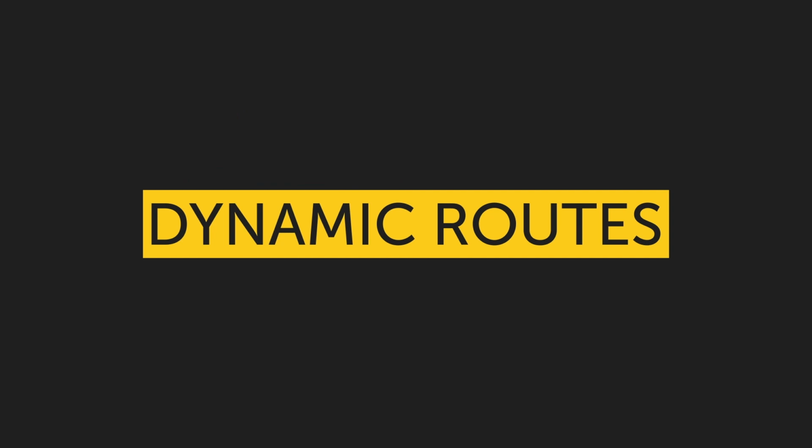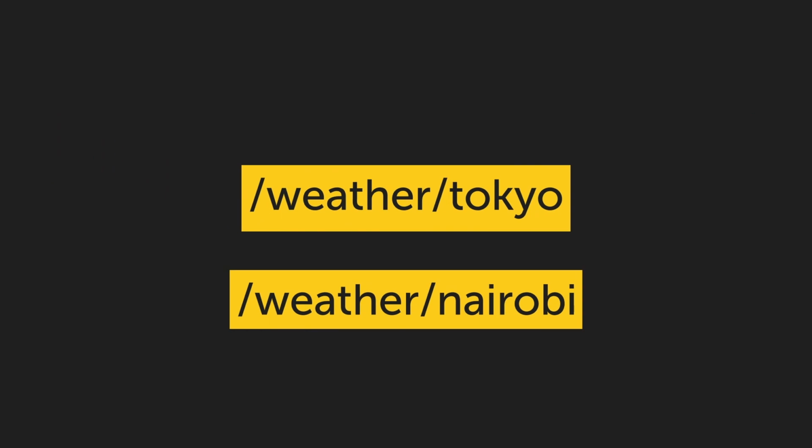Enter dynamic routes. Dynamic routes are page routes that allow you to add custom parameters to your URLs. For example, the city-specific weather pages I described earlier have something in common. They both start with weather followed by the city name. So the city name is dynamic. In Next.js, the dynamic route is a file name represented as the parameter enclosed in brackets. So in our case, the parameter name is the city enclosed in brackets.